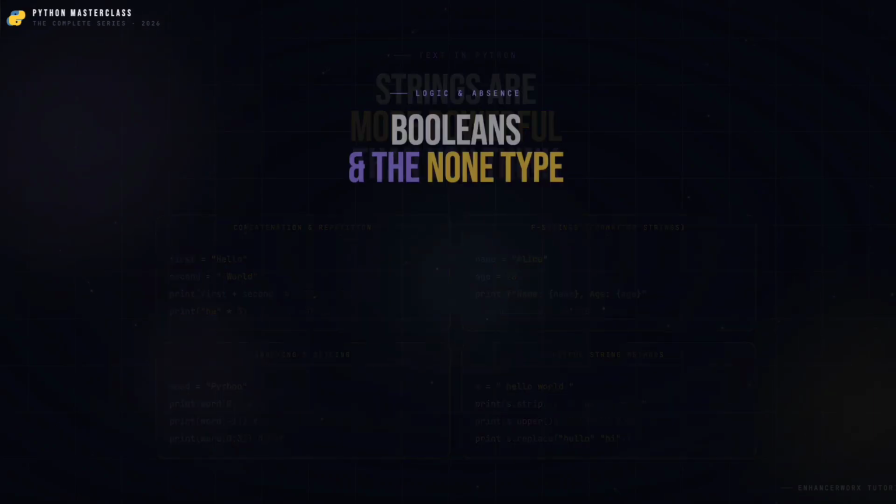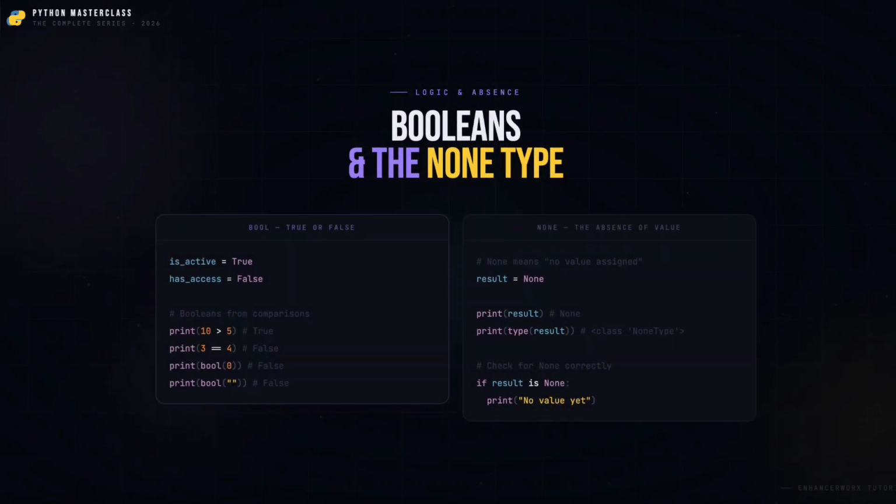Booleans represent logical truth, either True or False, always capitalized in Python. They come up constantly in conditions and comparisons. Python also has a special type called None, which represents the complete absence of a value. It is not zero, it is not an empty string, it is nothing. When checking for None, always use the is operator, not the double equal sign.